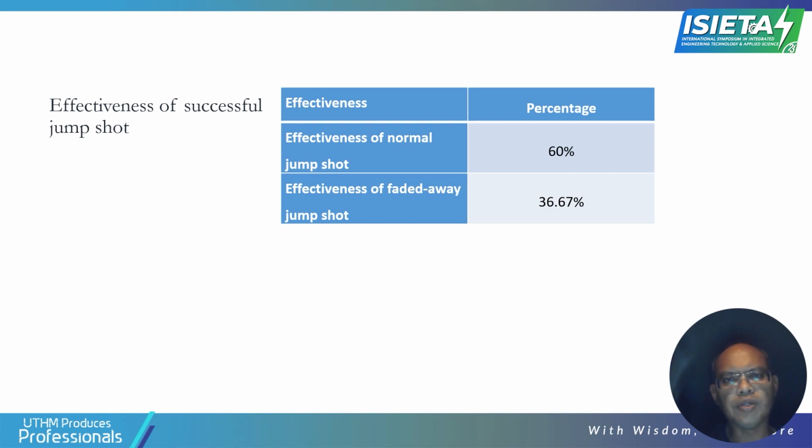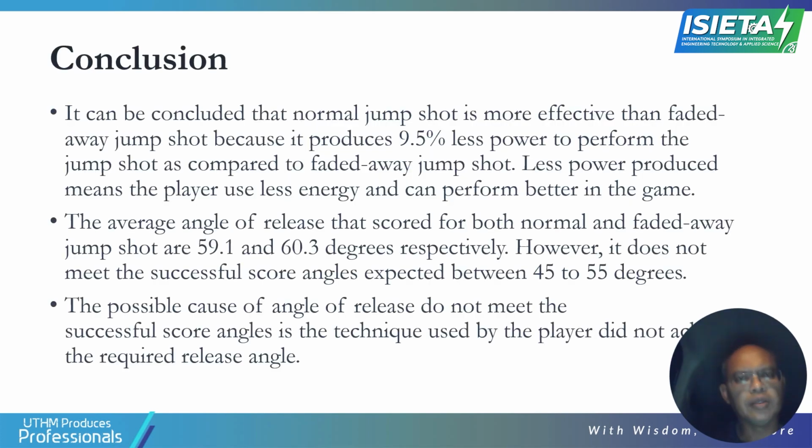From the results, it was found that the effectiveness of the normal jump shot was about 60%, compared to the fadeaway jump shot, whose effectiveness is 36.7%. It can be concluded from our study that the normal jump shot was found to be more effective compared to the fadeaway jump shot.